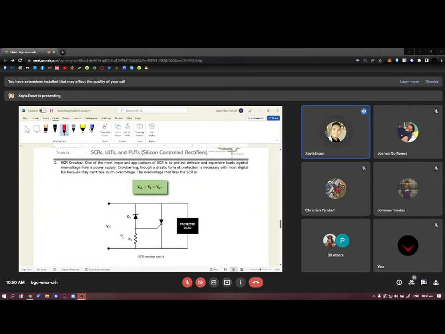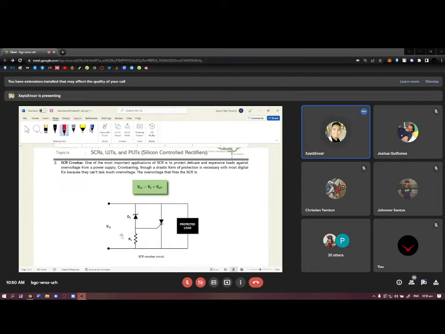One of the most important applications of SCR is to protect delicate and expensive loads against overvoltage from a power supply. Crowbarring, though a drastic form of protection, is necessary with most digital ICs because they can't take much overvoltage. So, the overvoltage that fires the SCR is equal to VCC plus VZ plus VGT. Okay.